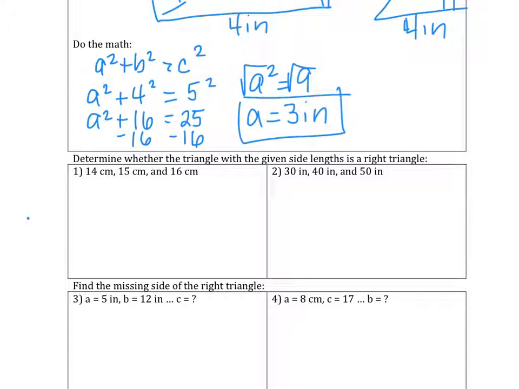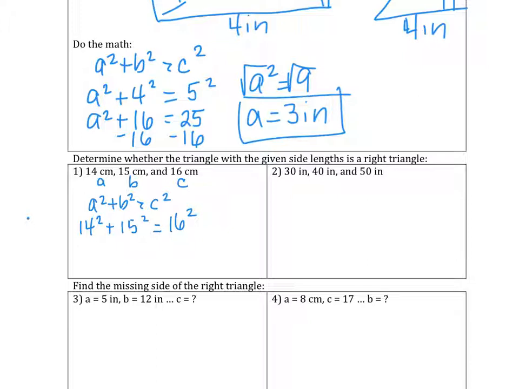So our longest side is always going to be our C, and then it doesn't matter which of these are the A and the B. So we are going to have A squared plus B squared equals C squared. So that's 14 squared plus 15 squared equals 16 squared. And we're just going to see if this is a true statement. If it's a true statement, then it's going to be a right triangle.